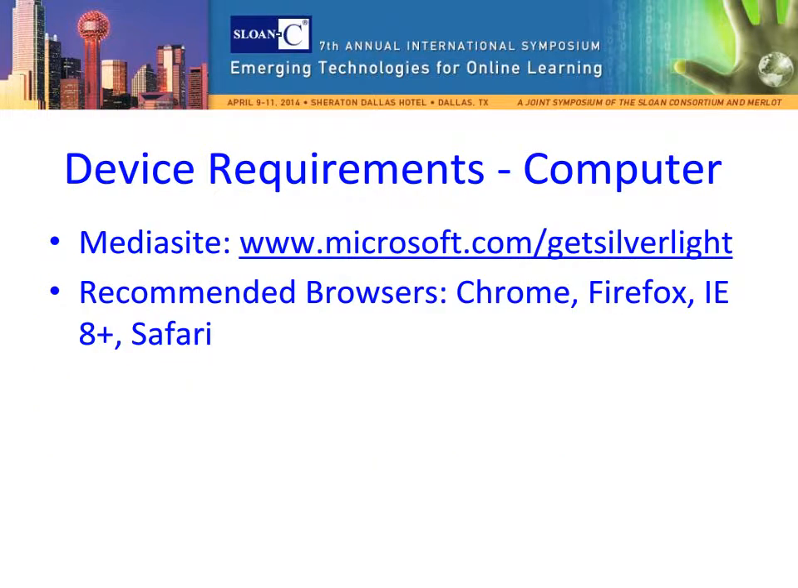These are the device requirements for accessing conference sessions on a computer. Mobile access instructions will be addressed at a later date. You will need to have Microsoft Silverlight installed on your computers to be able to use the session player. You can download Silverlight for free at microsoft.com/getsilverlight. We recommend that you use Chrome, Firefox, Safari, or any Internet Explorer version 8 or higher.